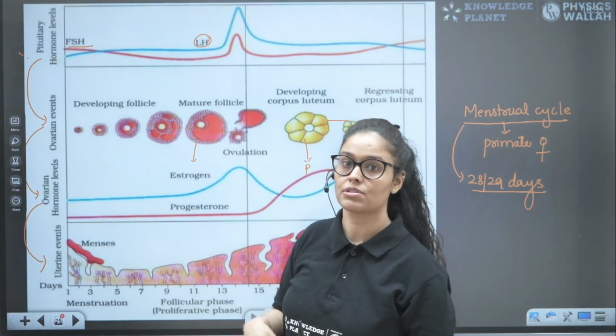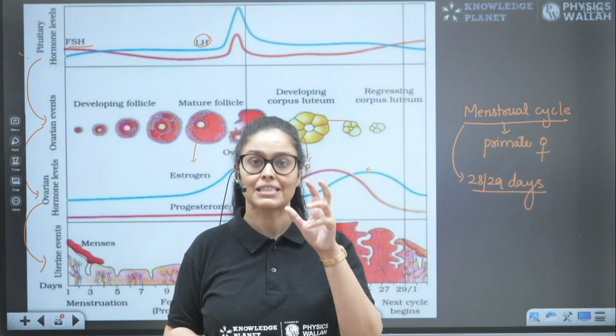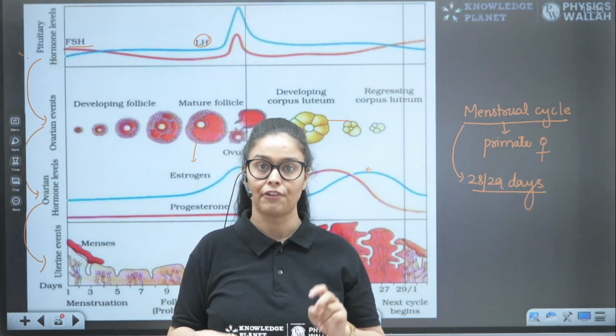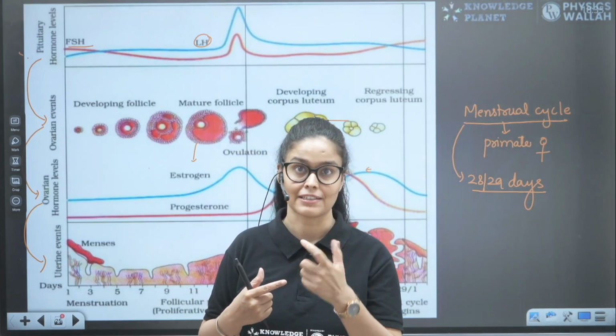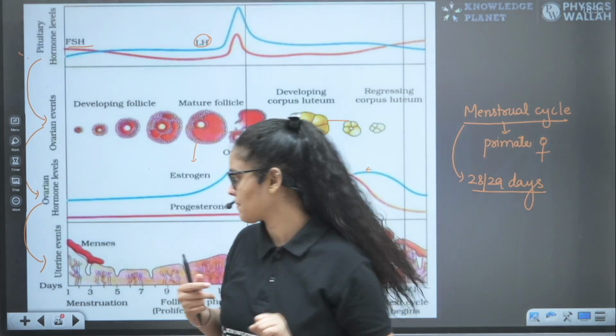uterus, controlling the uterine event. So during the menstrual cycle, two organs are affected. One is the uterus, the other one is the ovary, right? So these two organs are affected. These two organs are undergoing changes. So let's see it now.